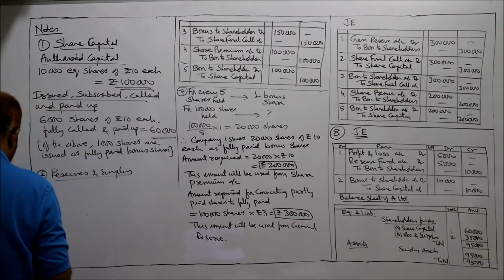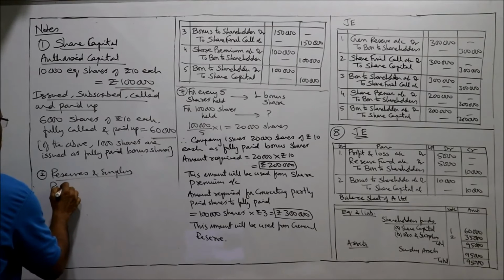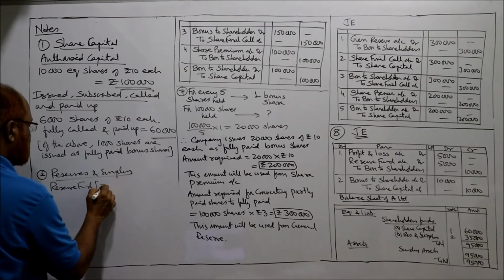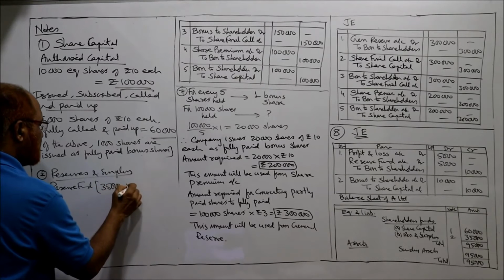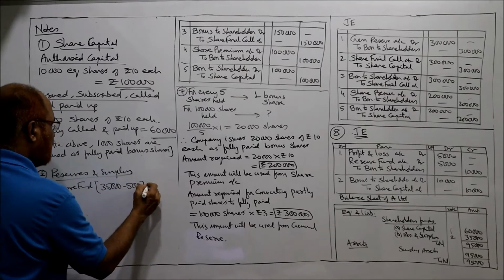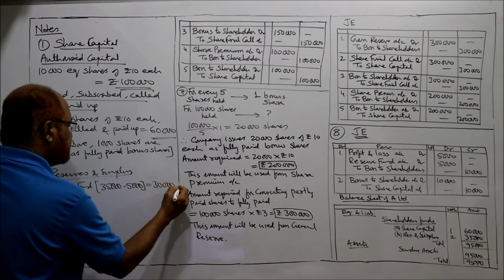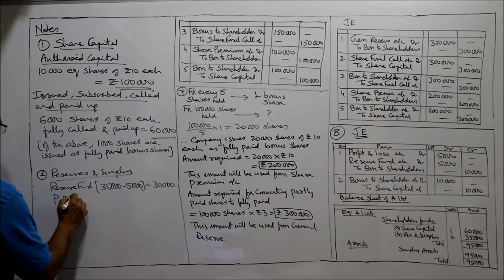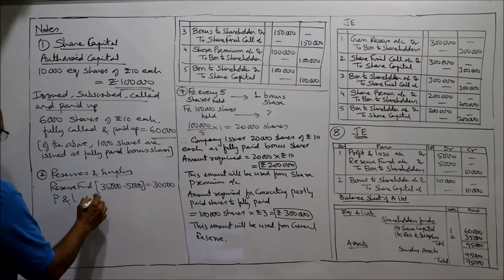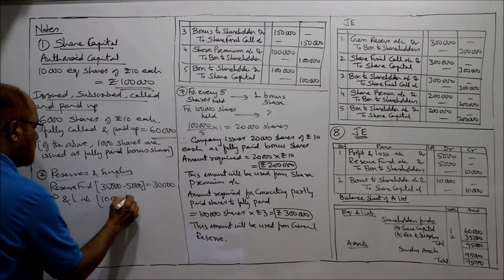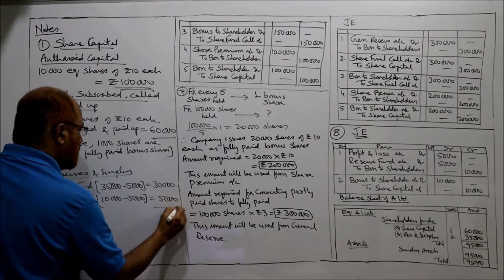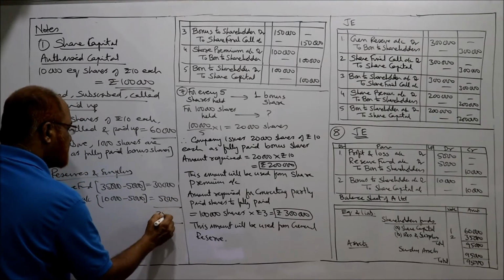Now we'll come to the second note, reserves and surplus. Under reserves and surplus, the reserve fund was given earlier. In the problem, the reserve fund balance is given as 35,000. Out of 35,000, we have used 5,000. The remaining balance is 30,000. Second one is the P&L account, profit and loss account. The old balance was 10,000. We have utilized 5,000, so the remaining balance is 5,000. Total reserves and surplus is 35,000.